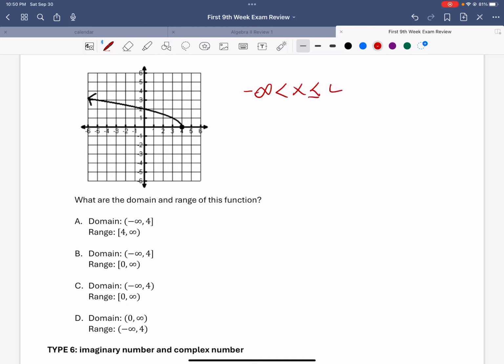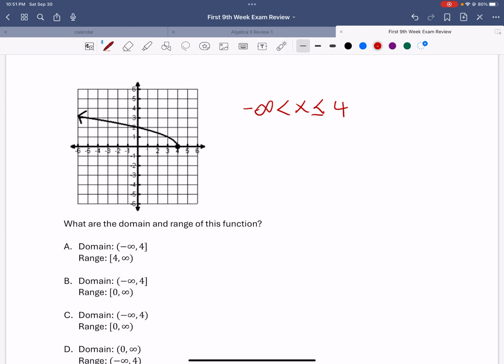I said pause the video. Did you pause the video? I hope so. So that's the domain, guys. Parenthesis negative infinity to 4.